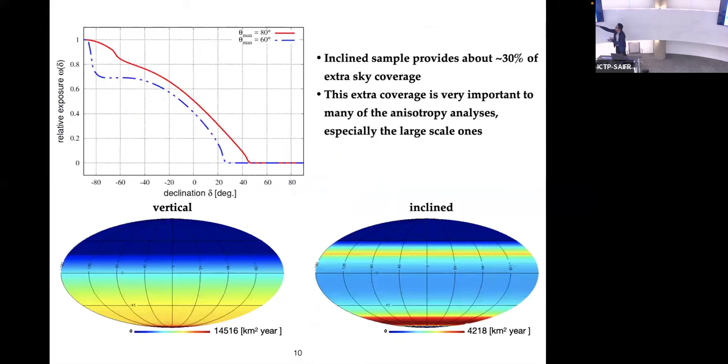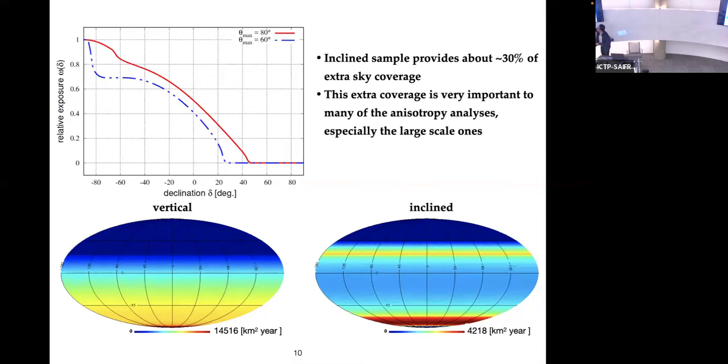Here are just sky maps to show what our exposure is in sky coordinates for the vertical showers and for the inclined showers. This is in equatorial coordinates. And you see that our biggest exposure is towards the South Pole, which is always in our field of view.